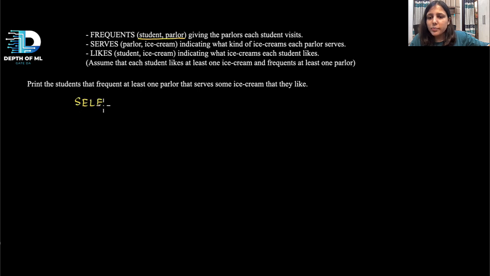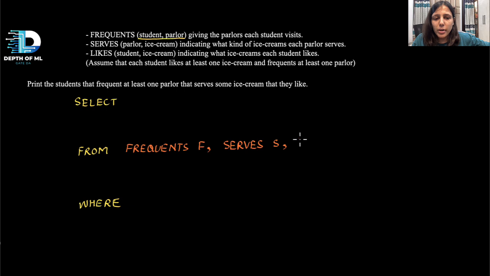So we have to use all of these three tables. So we have select, from, and we have where, right? So we know that we have to use all of these tables. So we will use frequents F, serves S, and likes L. I'm aliasing them: frequents as F, serves as S, likes as L.